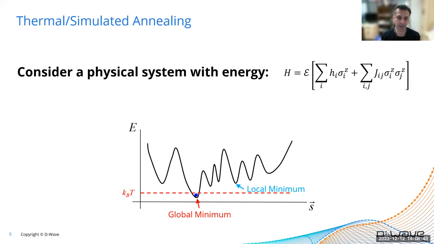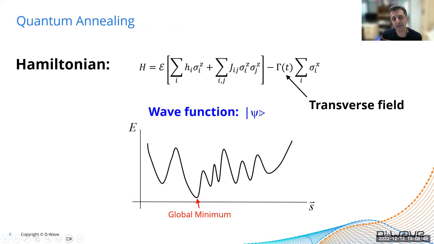A quantum version of that is, instead of introducing these fluctuations by temperature, you introduce them quantum mechanically, by introducing a term that does not commute with the cost function that you wrote. And the easiest way is just a sigma exponent matrices. Now, if this transverse field, in this case, is much bigger than all the energy barriers in your potential, then the wave function, the ground state of this Hamiltonian, will be a superposition of all the states.